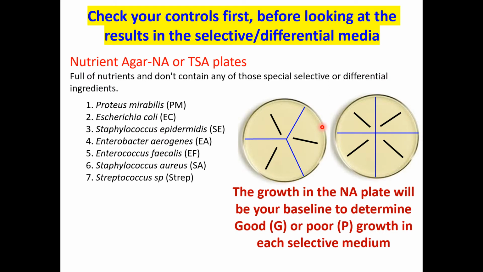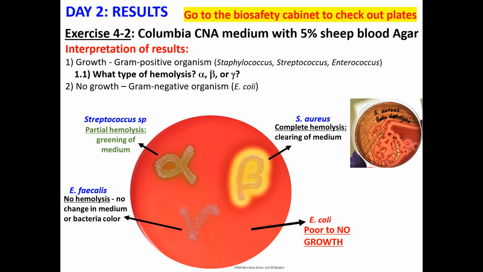Okay, so the first step would be looking at the control plates, making sure all the bacteria can grow, and we always get great growth. We don't expect to have the same growth for all of them because they're different species, but there would be a very thick growth for each of them. And then we would go straight into the results.